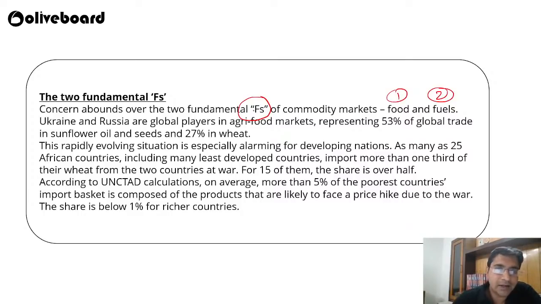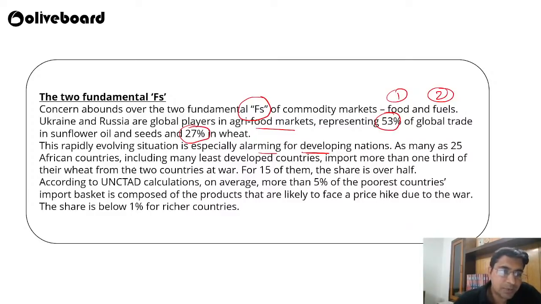So Ukraine and Russia are global players in the agro-food market. They account for around 53% of global trade in sunflower oil and seed, and 27% of the total trade in wheat. This rapidly evolving situation is alarming for developing nations, because they will not be getting proper supplies. Around 25 African countries and many least developed countries will not get a proper amount of fuel and food.